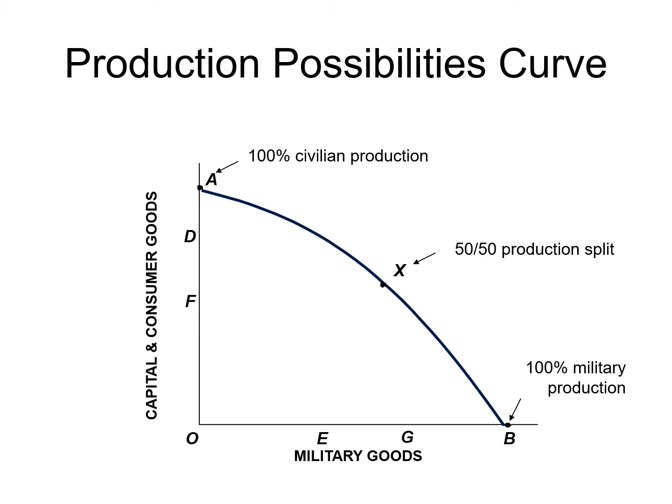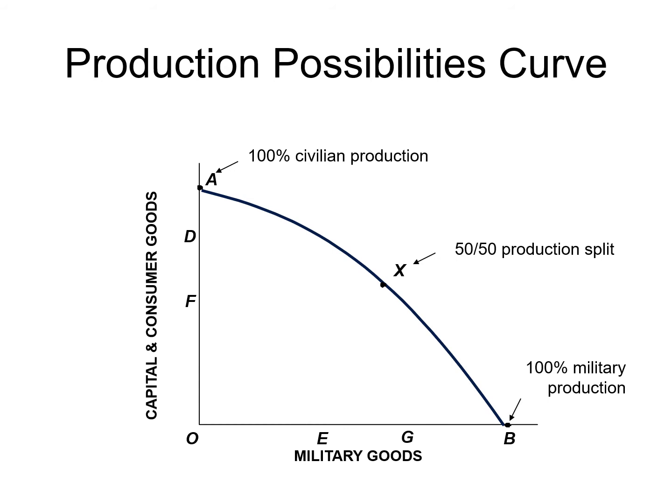At point A, society is producing no military output, all civilian production. At point B, all military output, no civilian production. At point X, a 50-50 split. This is your job. Draw this production possibility frontier into your notebook. Label point A, point X, and point B. Make sure you identify that A represents 100% civilian production, B represents 100% military production, and X represents a 50-50 split, resources allocated evenly between military output and civilian output.